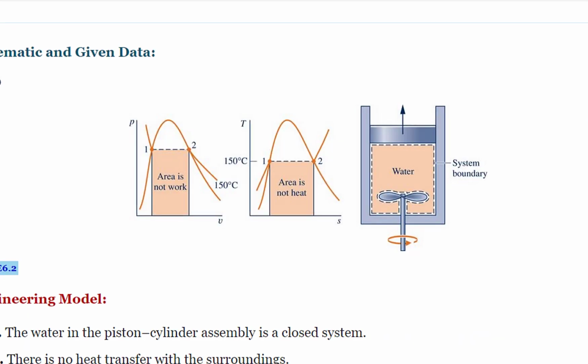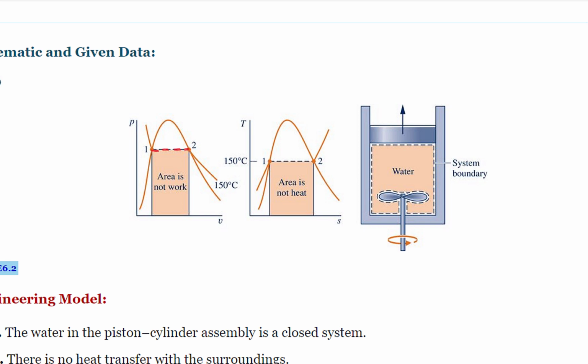On a pressure-specific volume diagram, the area under the process is boundary work. But as the process involves two types of work, paddle wheel work and boundary work, we don't have a defined path between the initial and final state. That is why it is represented as a dashed line. So the area under the line connecting two states is not work.